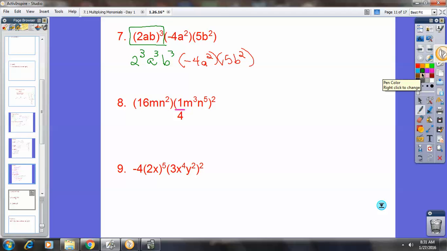So the first thing we'll do is take 2 to the 3rd power. 2 times 2 times 2, or 2 raised to the 3rd power is how much? 8. a to the 3rd, b to the 3rd.